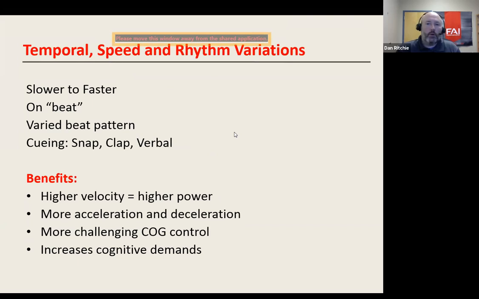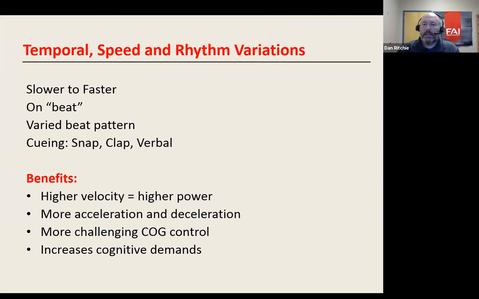So slower to faster, we could do it on a beat or a cadence. We could even do it with a metronome or a timer. Certainly can do it on a verbal command. Could do it on a snap, a clap, a red light, green light, start, stop. We can play games with this. There's a lot of different options for timing, and there's lots of different gym timers and things we can use.